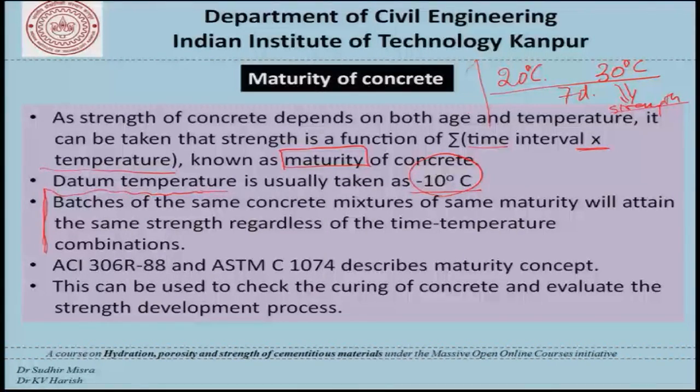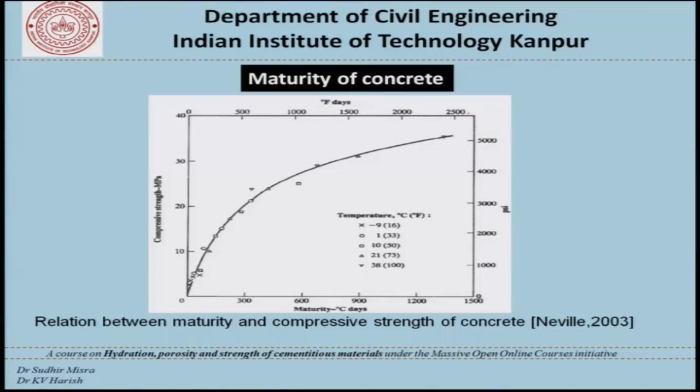Once this principle is accepted, we can move forward and use this concept in checking the curing of concrete and evaluating the strength development process. This picture shows some of the experimental data, for maturity in degrees centigrade days. Obviously, the unit of maturity will be degrees centigrade days, because we are talking about the product of temperature, measured in degrees centigrade, and the days of curing. This product is maturity related to the compressive strength, and we can find that there is a fairly good fit in this relationship.